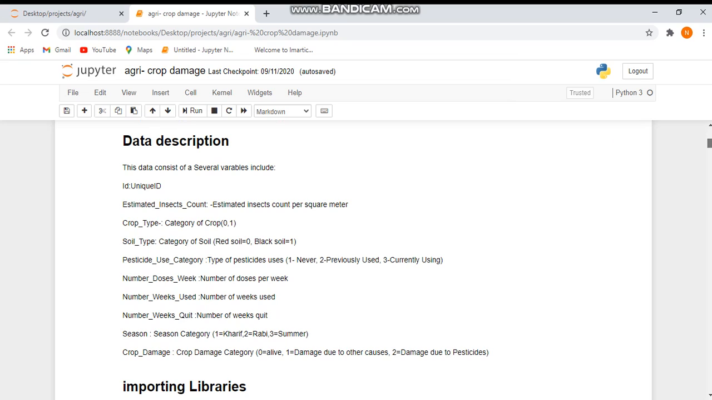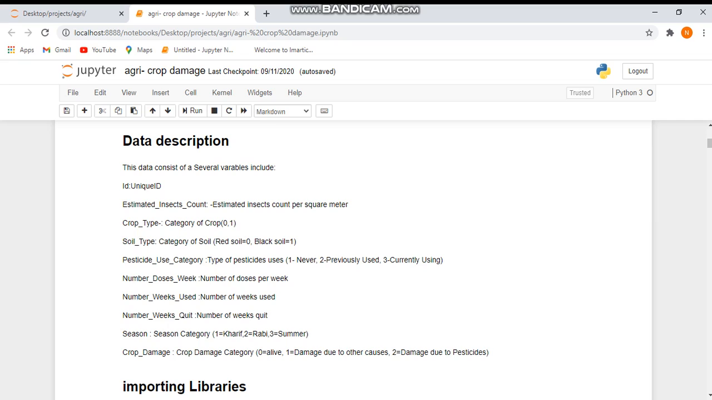Okay, this is the data we have. These are the data columns. We have the estimated insects per square meter, and crop type, where we have majorly two crop types. Pesticide use category: 1 means never used, 2 is previously used, 3 is currently using. Then number of doses per week, meaning how many doses per week are being used, number of weeks used, number of weeks quit, and the season. This is the season, that is 1, 2 and 3. We can say 1 is kharif, 2 is rabi, and 3 is summer.